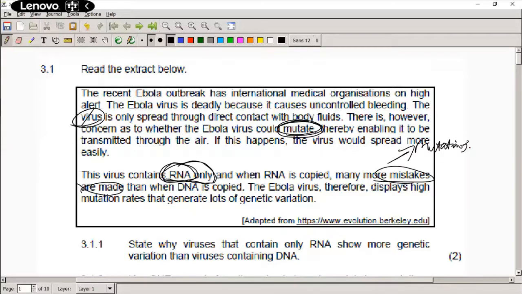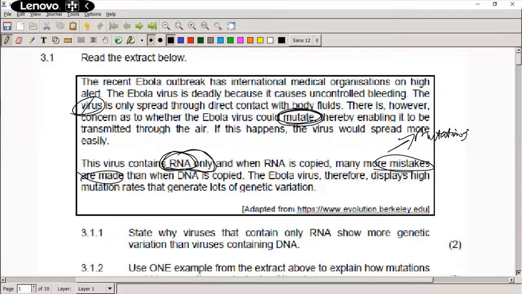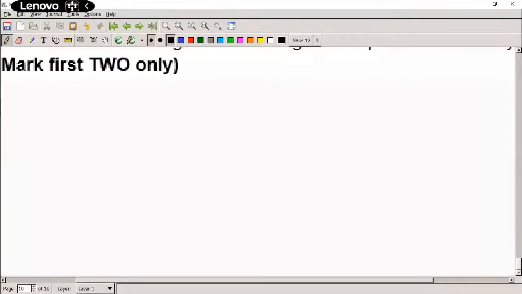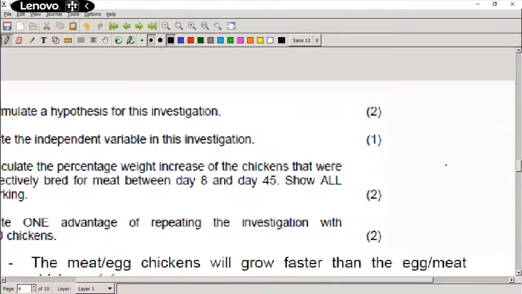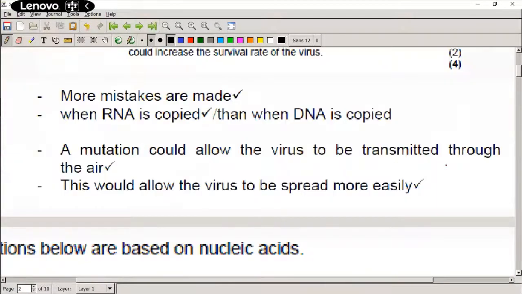Why does RNA mutate more easily than DNA? Because it doesn't have a second strand to control its code, to replicate it properly. So that's why it mutates more easily than DNA. The Ebola virus therefore displays high mutation rates that generate lots of genetic variation, which helps evolution. Okay, so let me scroll back up. Sorry about that.